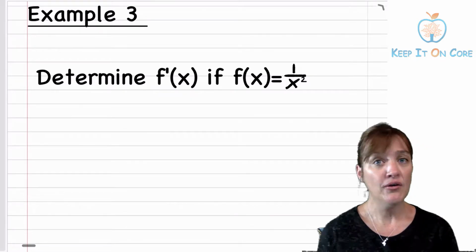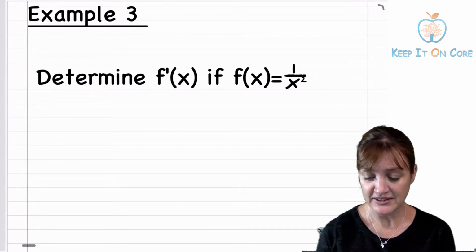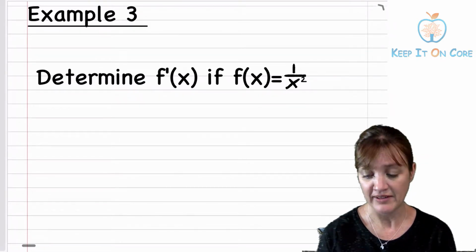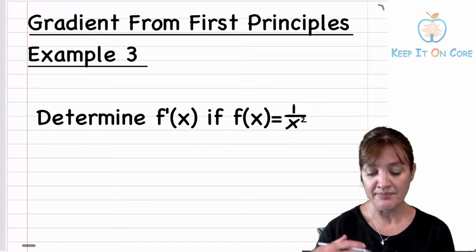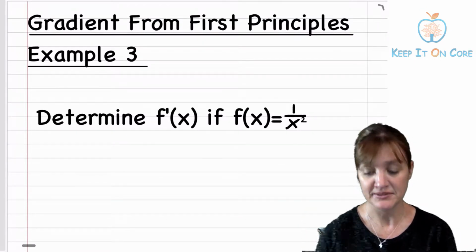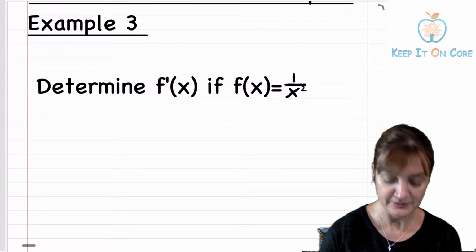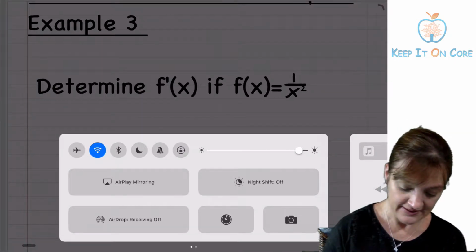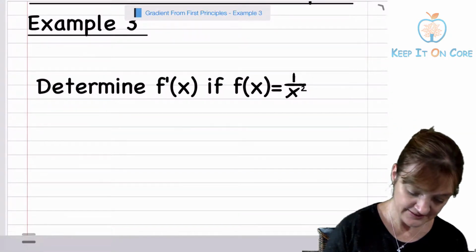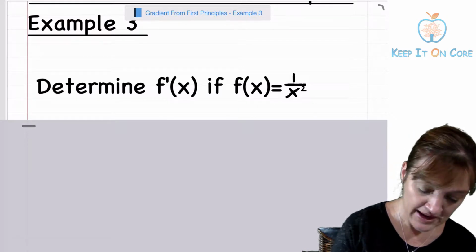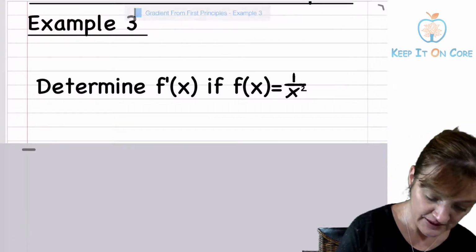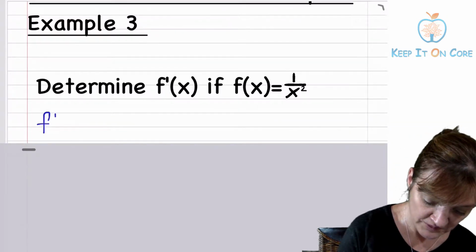Okay. All right, so they've asked us to find the derivative if f of x is equal to 1 over x squared, and obviously it's by first principles, so we're having to follow the whole process of first principles. In order to do that, the first thing we're going to do is write out our first principles formula.